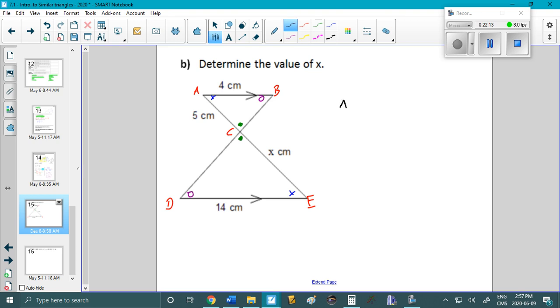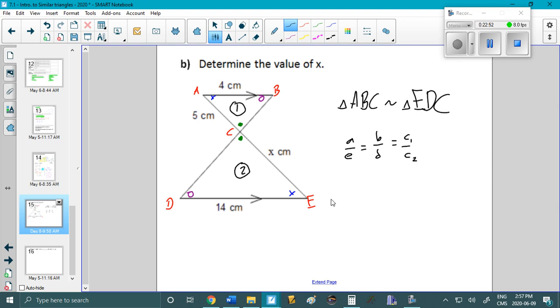Okay? So now we can say triangle ABC is similar to, and now we just list the angles in the other one in order. So A comes first. That matches with E. B is next. It's the purple one. And that's going to match with D. And C is the last one, obviously. So we write our ratios of sides. So a over e equals b over d equals c over c. And again, I'm going to have to call this 1 and this 2. So this is going to be c1 in the little one and c2 in the big one.